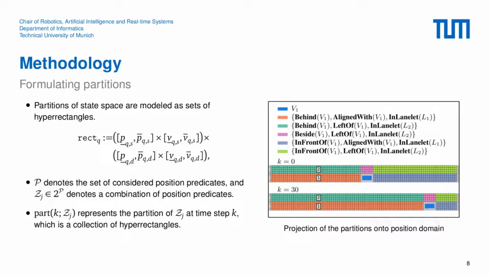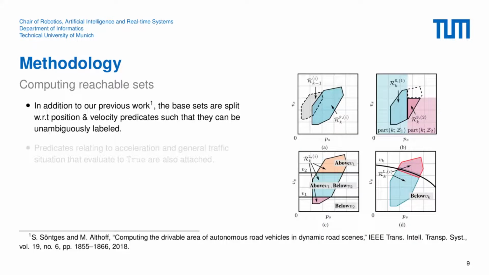In the figure, we show the projection of the partitions onto the position domain at different time steps. Each color represents a set of position predicates with respect to the lanelets and other vehicles. We now explain the computation of reachable sets. Most of the steps are similar to the ones described in the reference paper.